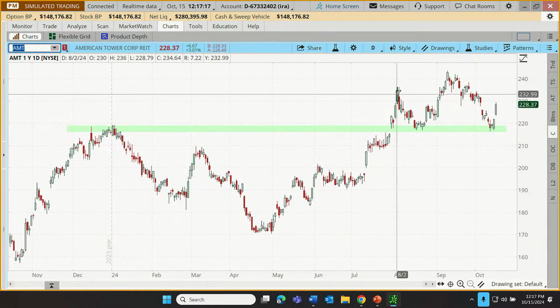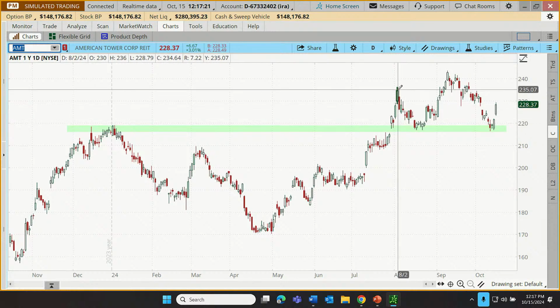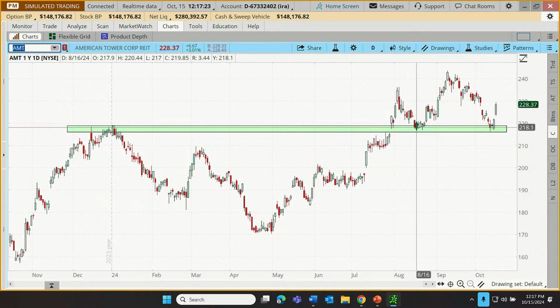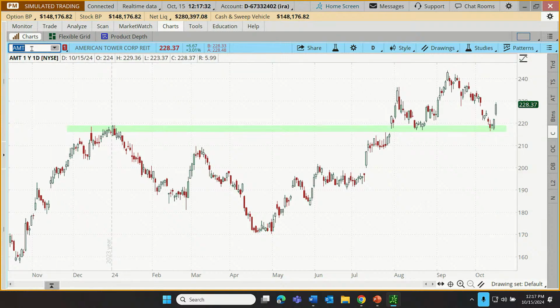And you see that play out on American Tower. Rally continued shortly after the breakout, but then we pulled back down to that previous resistance, now a new support. We pulled back down to that old resistance, new support again. This is actually a behavior that we'll see very commonly on stock charts.